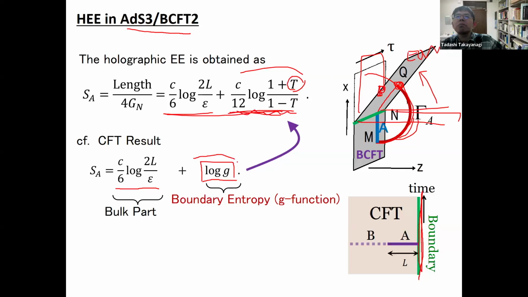And anyway, this is entropy. It looks like degrees of freedom. So this is called boundary entropy. This is a very important quantity. It's called the g function or boundary entropy. So this is a quantity I want to work with in the next section.